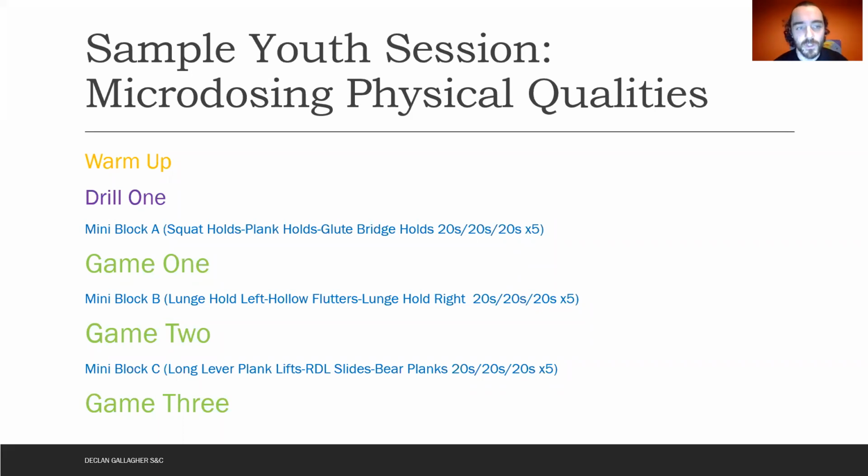Looking at the first one, the mini block A, there are 3 exercises. You have a squat hold, a plank hold, and a glute bridge. So within those 3 movements, you have a quad dominant movement, or one for legs. You have a core stabilization exercise, and then you have a glute bridge, which is like your hamstrings and your glutes. You could do them for 20 seconds each and do that 5 times.